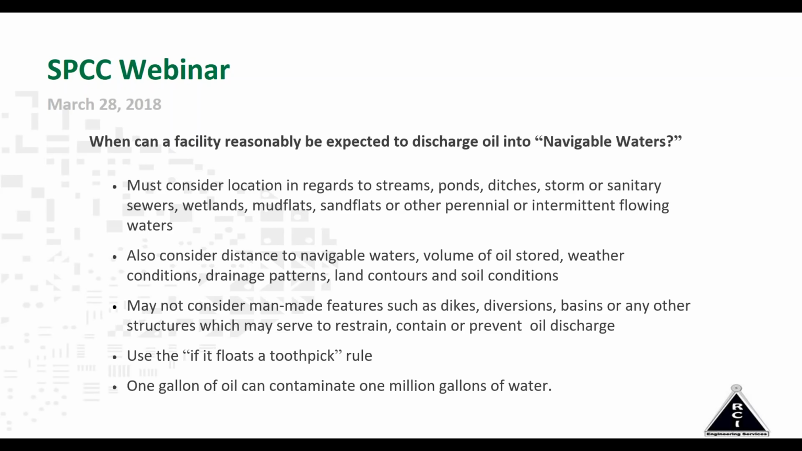One reason for such a low threshold, you might say, is because they get very excited about oil pollution. The EPA estimates that 1 gallon of oil can contaminate up to 1 million gallons of drinking water.